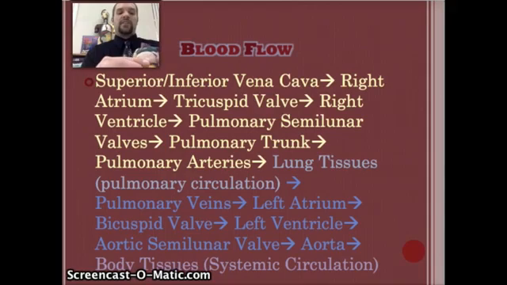After it goes through the pulmonary semilunar valve, it goes through our pulmonary trunk, and then it's going to go out to these pulmonary arteries, meaning that they're going to go away from the heart. Arteries go away from the heart, and they're pulmonary, which means they're going to go to the lungs.